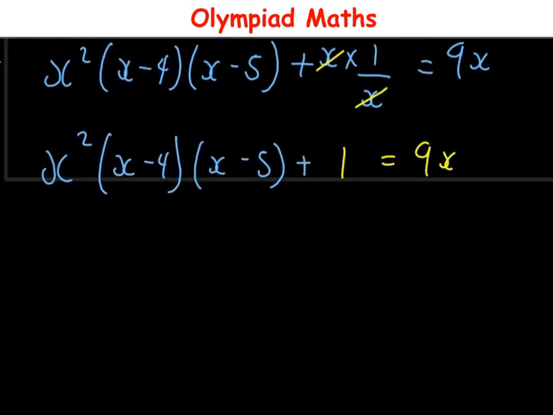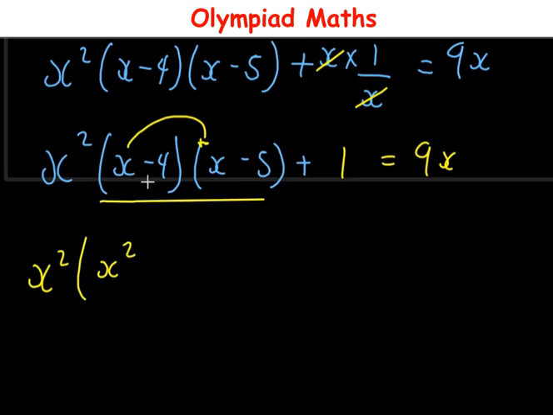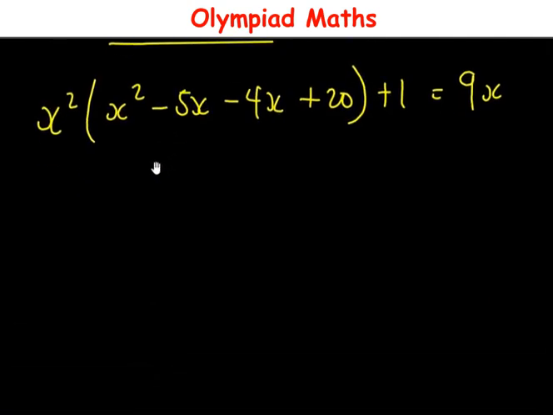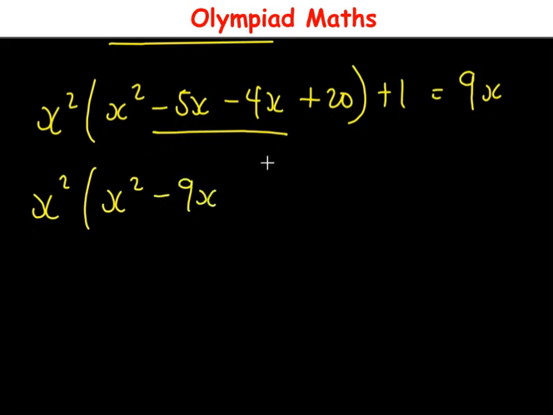Now from here let us open this bracket. So we have x squared times (x times x is x squared, x times -5 is -5x, -4 times x is -4x, -4 times -5 is +20), then we have plus 1. This equals 9x. With this, we have x squared (x squared - 5x - 4x + 20) + 1 = 9x. Move -9x over to this side, it becomes -9x, and the right side becomes 0.